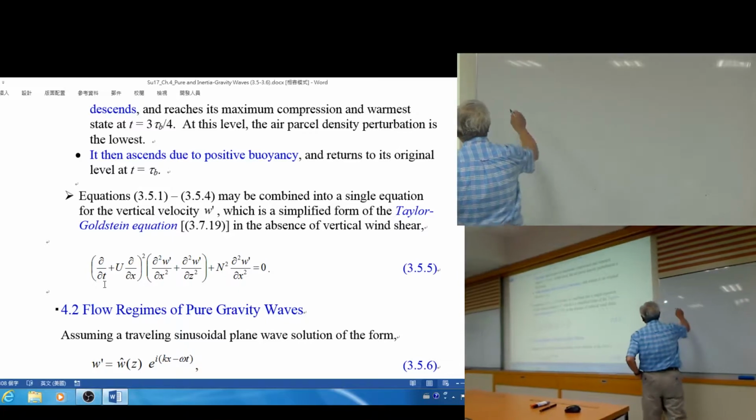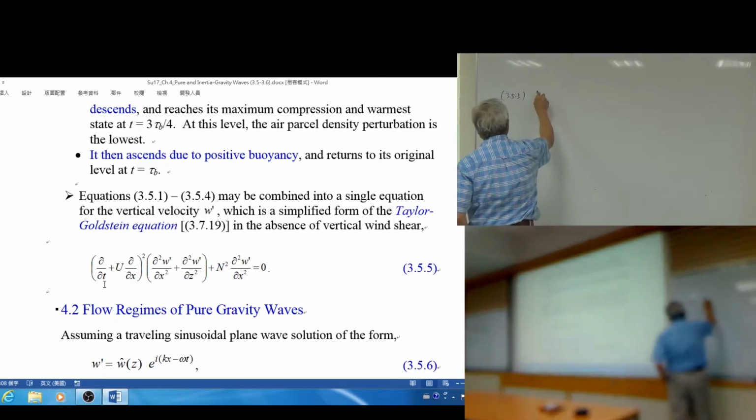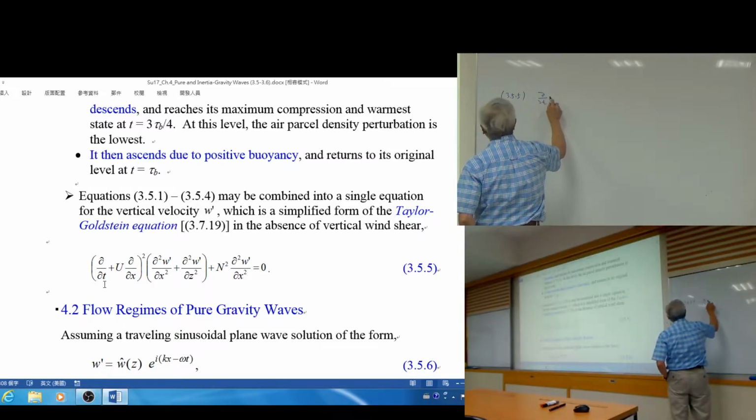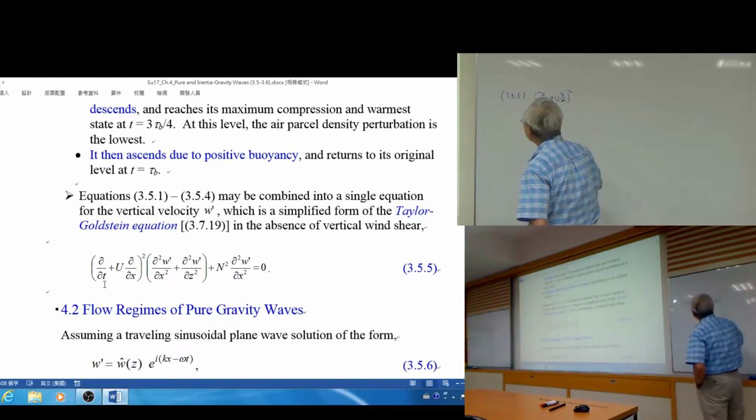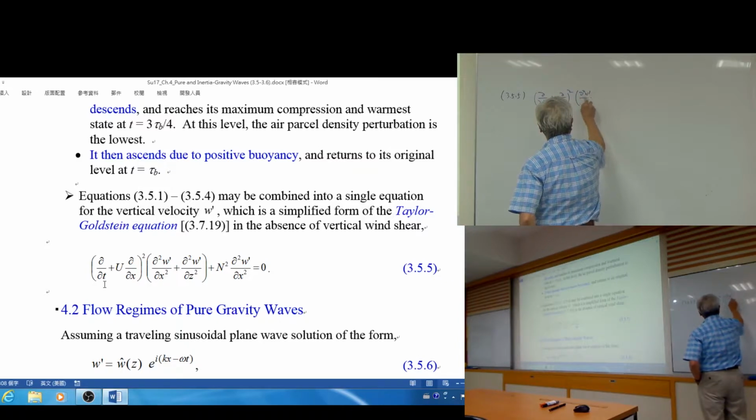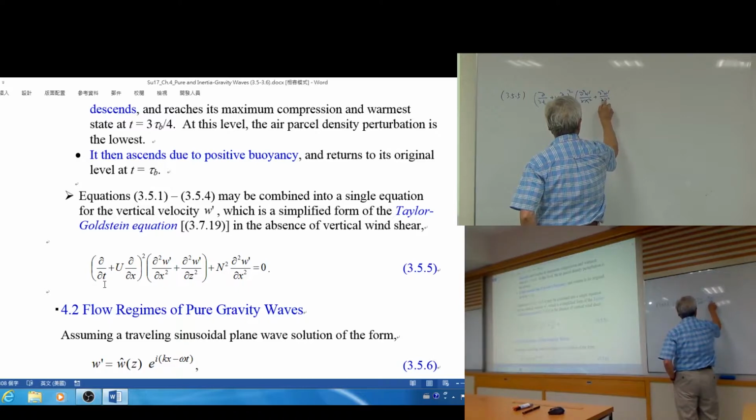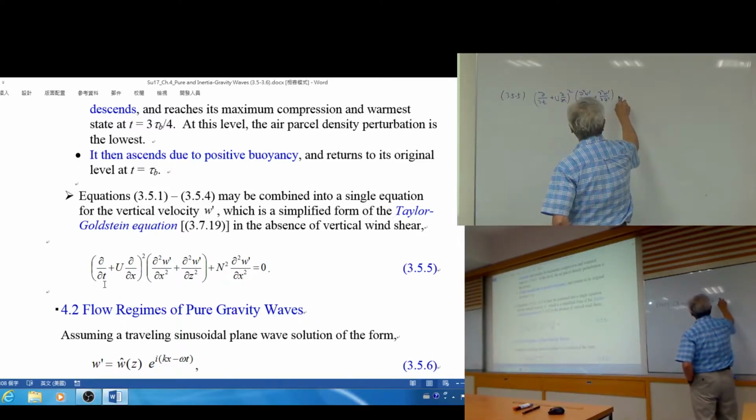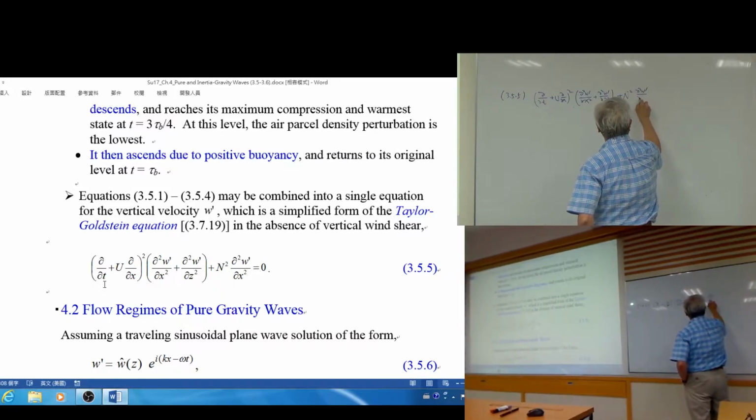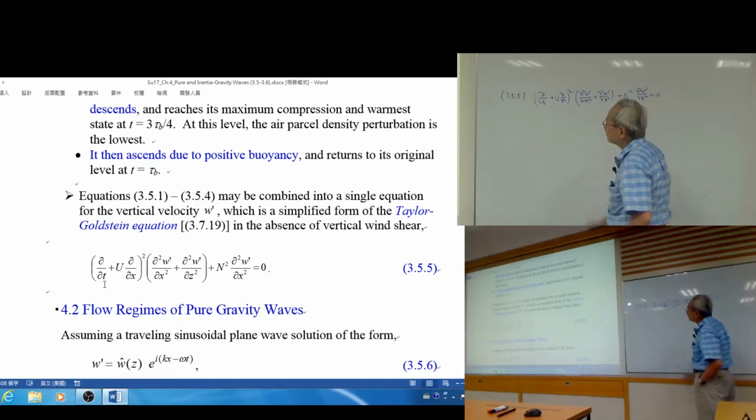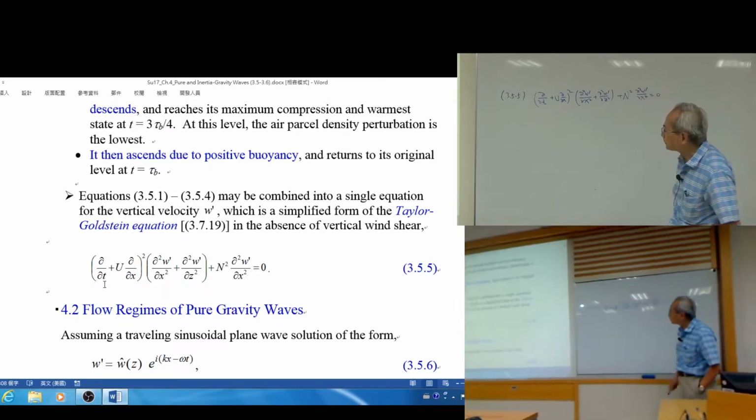Okay, so we have (partial t plus u partial x) squared, N squared, x squared. Okay, x squared here, like that.